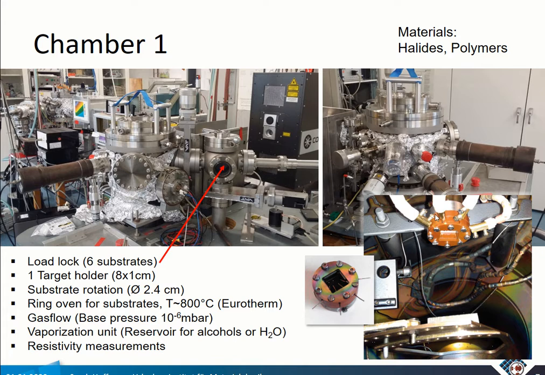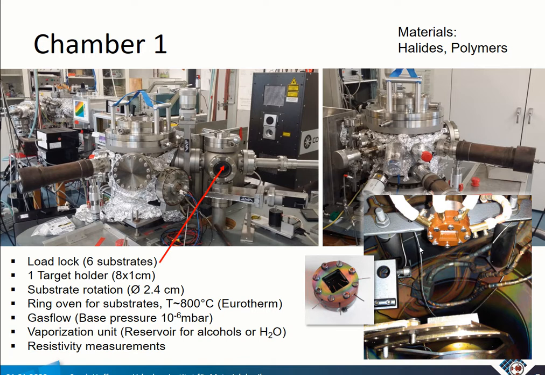Here it's installed in the chamber. Here in the foreground you see this 8 by 1 centimeter active area for the PLD system. So the laser would come from the top left, shining onto this target, depositing then through this mask.